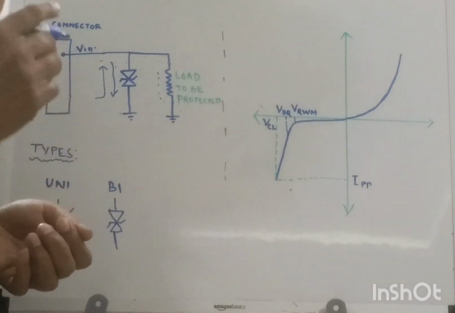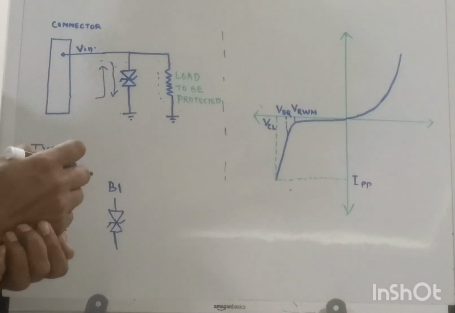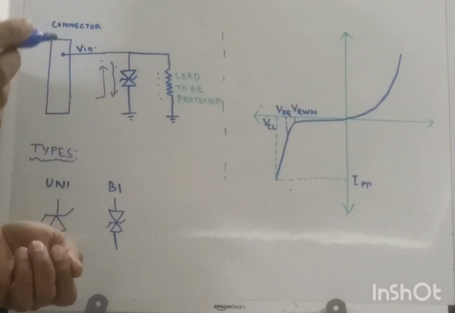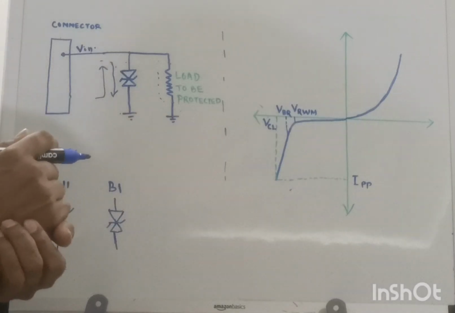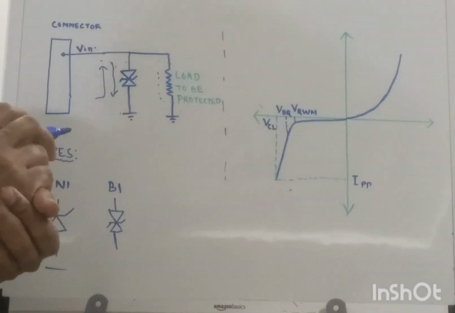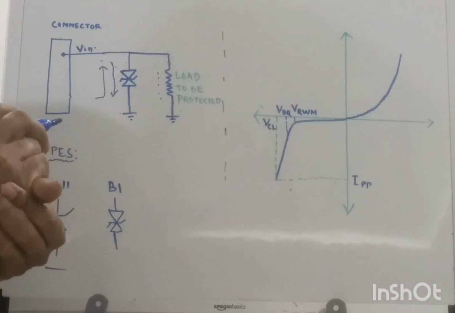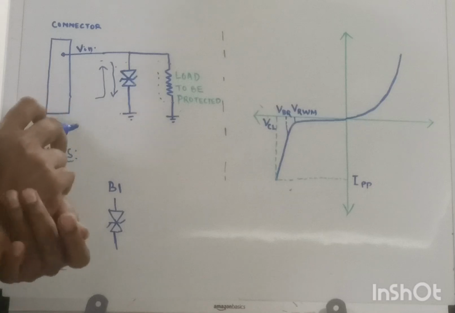Then you have your power supply input. At your power supply input connector, there is a possibility that surge voltage may appear. So you need to connect the TVS diode at the input of the power supply to protect your regulators against high voltage surges. Now there are some key parameters of a TVS diode we need to understand before we actually select a TVS diode for a particular design.